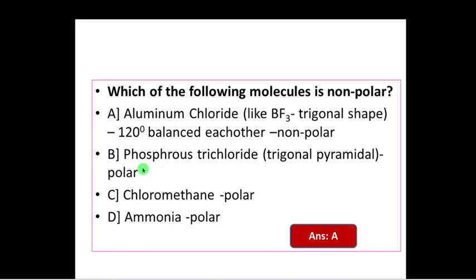Similarly, phosphorus trichloride is similar, but its geometry is trigonal pyramidal, which makes the compound polar, and likewise the other compounds, chloromethane and ammonia, are all polar in nature. Except for aluminum chloride, which, based on its trigonal shape, becomes non-polar. Hence our option of interest is aluminum chloride, option A.